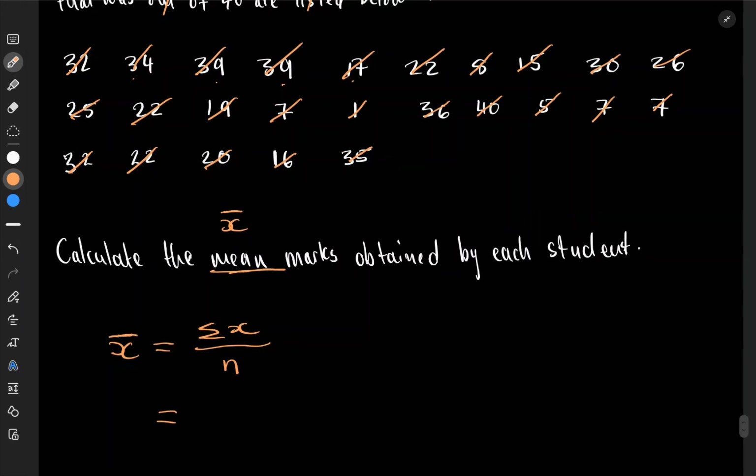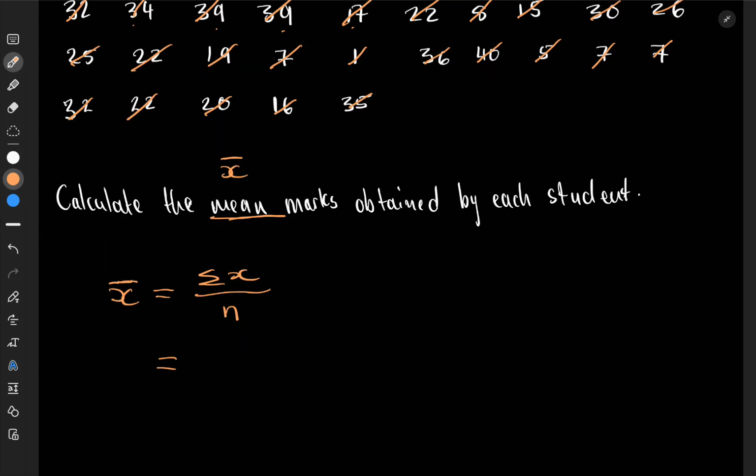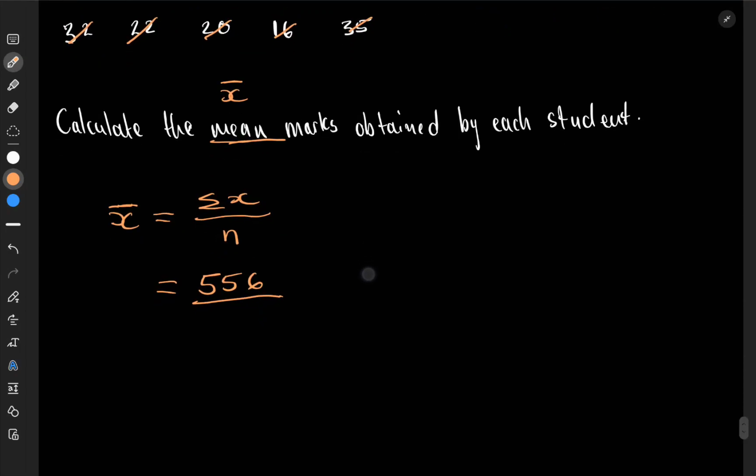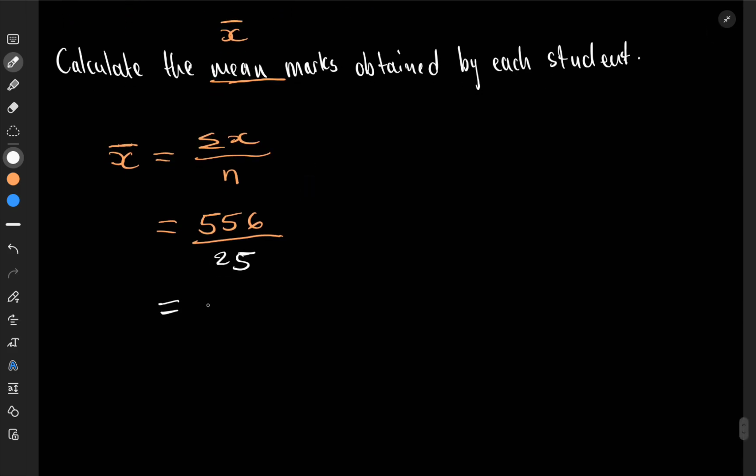Then I can now find my total, and the sum, we got it as 556. Then, of course, we divide by the total number of things. You can count, or you can look here where they say 25 grade 4, so there are 25 of them. So we can just say 556 divided by 25, and our final solution for the mean would be 22.24.